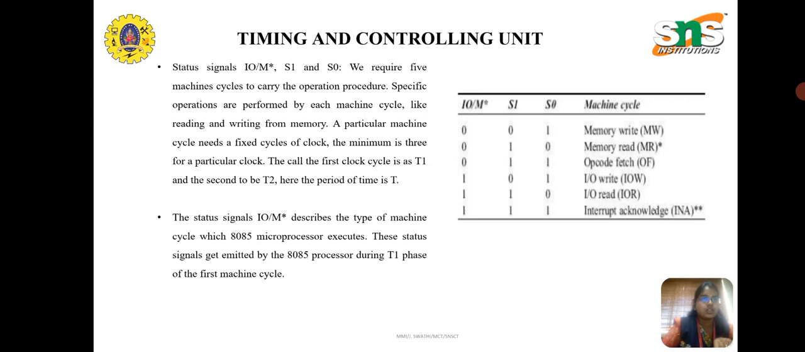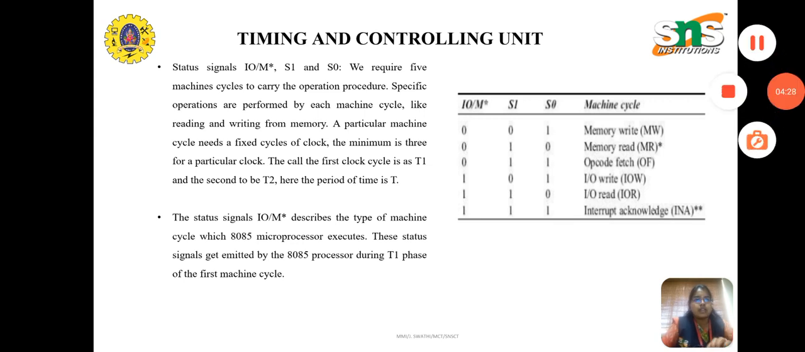For the condition 0, 1, 0, it is a memory read. For the condition 0, 1, 1, it is an opcode fetch. For 1, 0, 1, it is an I/O write, for 1, 1, 0, it is an I/O read, and for 1, 1, 1, it stands for interrupt acknowledgement.